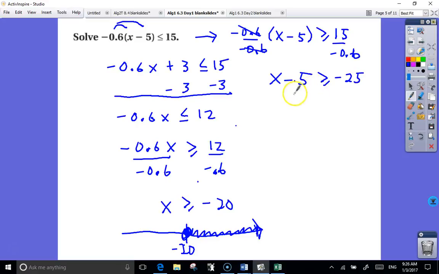Then I can add 5. I should get the same answer whatever way that I do it. But in a way, that saves a step. If you just, at the very first step, divide both sides by negative 0.6, it turns it into a two-step process. I think here we had to do 1 for distributive, 2 to add 3, 3 to divide by negative 0.6.